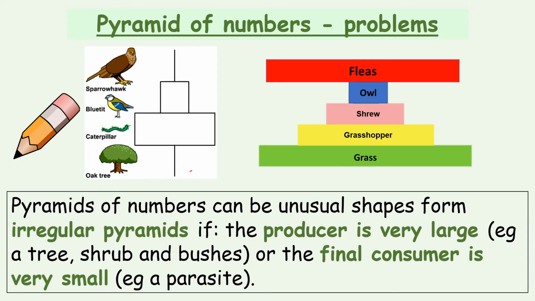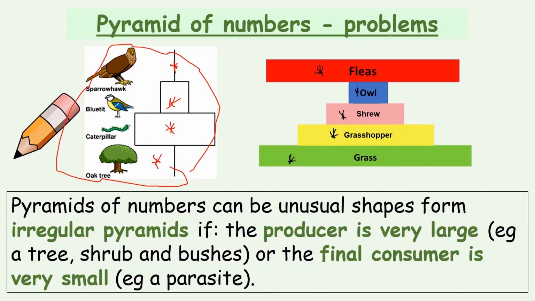So you can see that the base for the oak tree, there's only one of them, so it's very, very small. And then you've got lots and lots of caterpillars, and then it gets smaller for blue tit, and then it gets really small for sparrowhawk. And then you see for when there's a really small tertiary top consumer, you've got grass, that's really a large number. Then you've got grasshoppers, which has a smaller number. Then shrews with a smaller number. Then owls with a smaller number. And then all of a sudden you get this big, huge bar, and that's because the fleas are smaller, so there's going to be more of them.